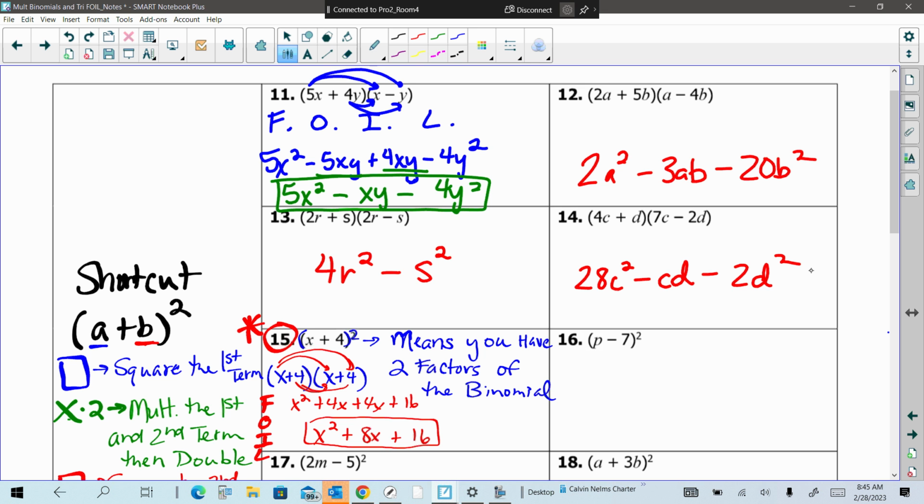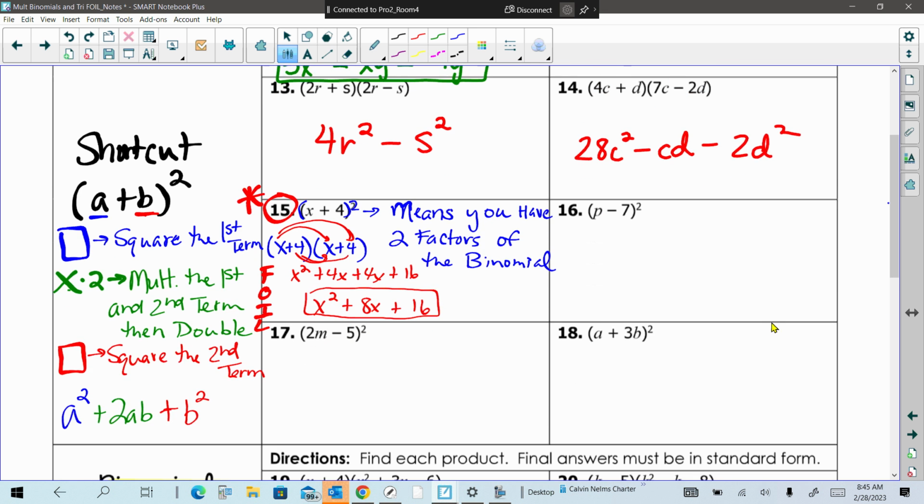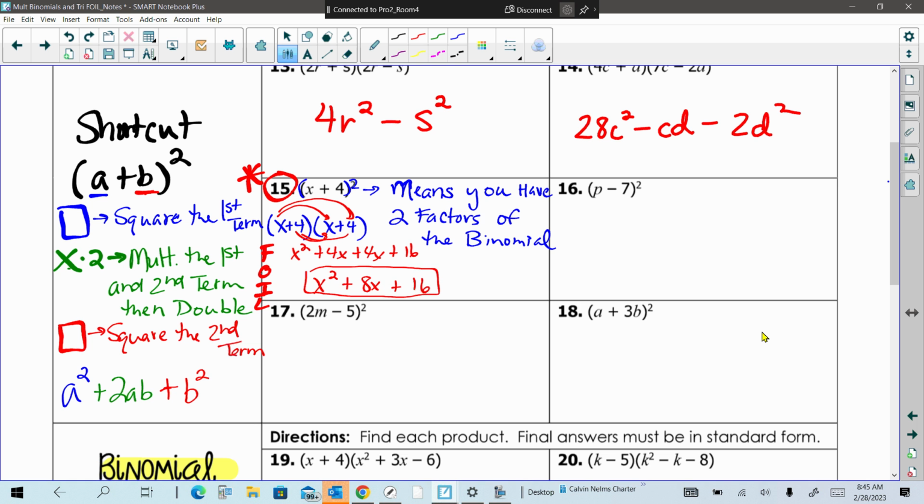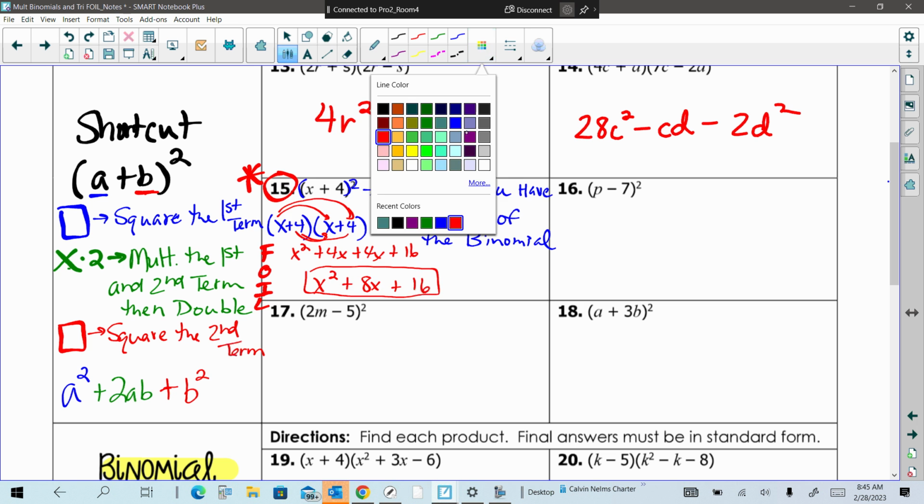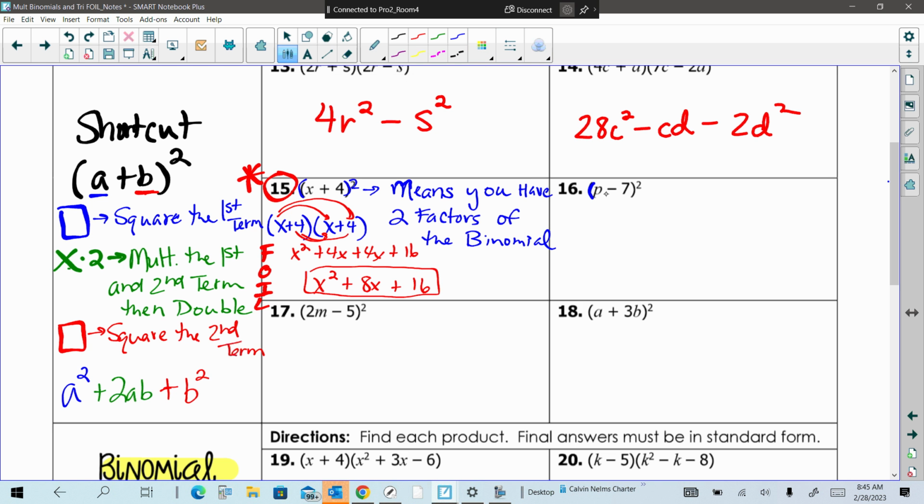All right, so let me walk you through 15 through 18. There is a shortcut, but you got to understand that anytime I see a grouping symbol like such, and the exponent outside that symbol, it means you have two factors of that group. So this means you have p minus 7 and then another p minus 7. And we're multiplying them. Now, you can do it just by doing FOIL.